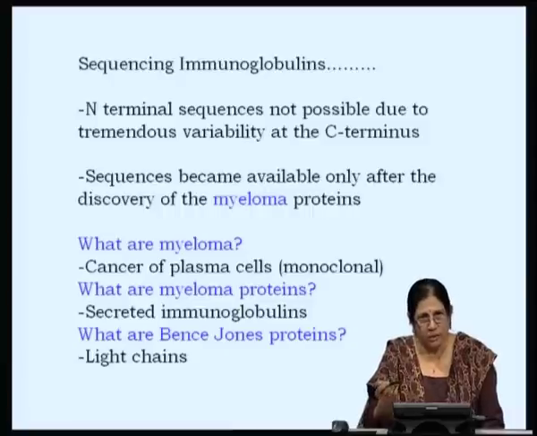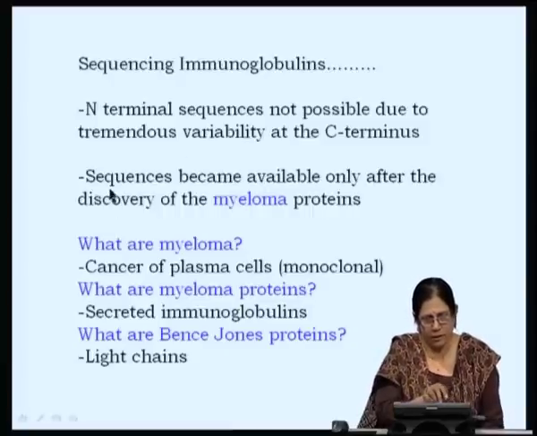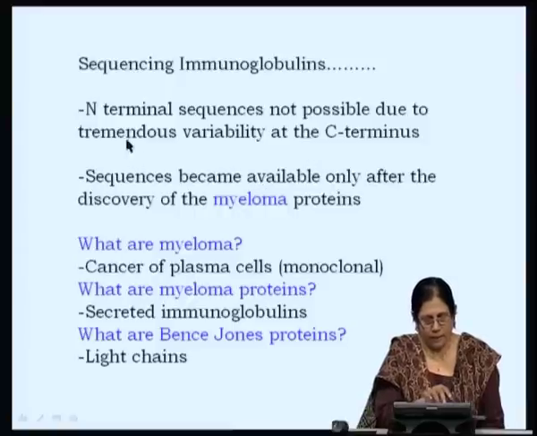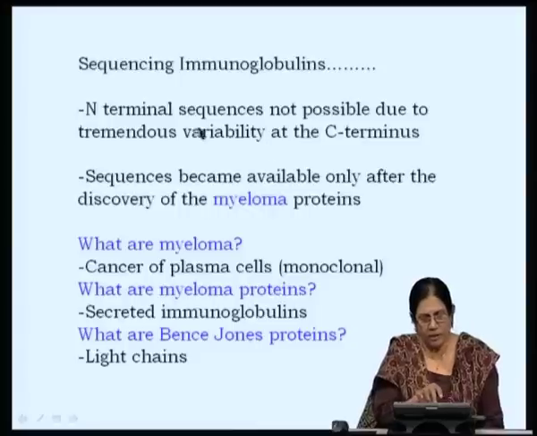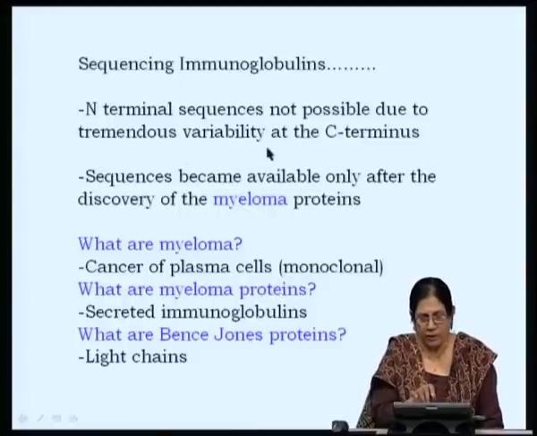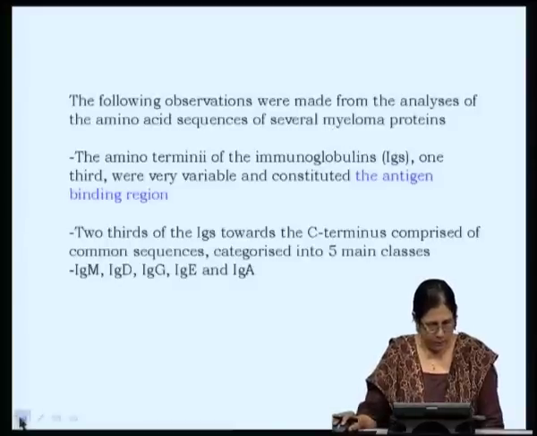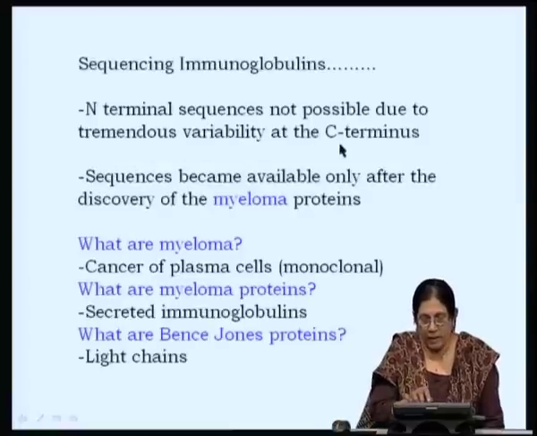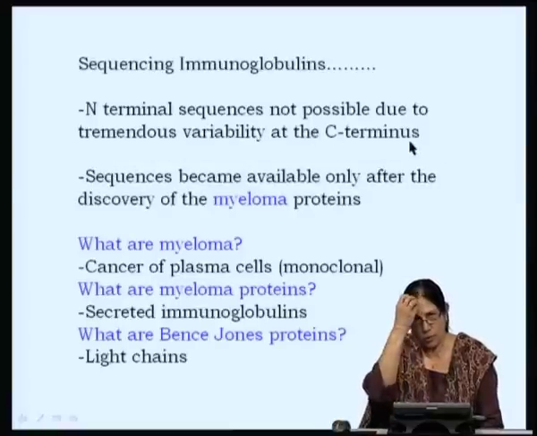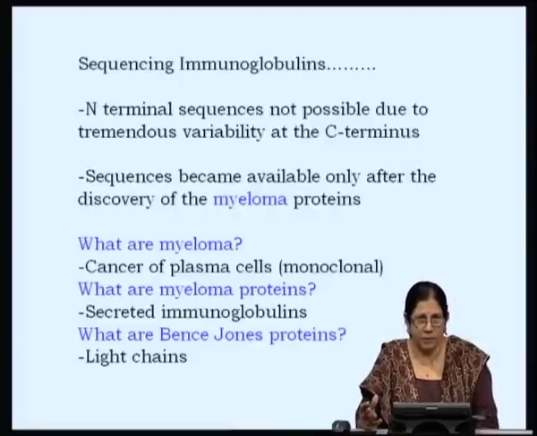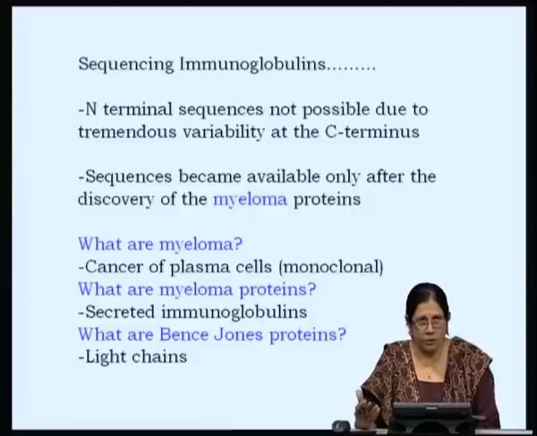Now, of course, it is very easy for us to see why, because there is tremendous variability at the N terminus, and therefore, N terminus sequencing was not possible. So, how did they then get the sequence of immunoglobulins? Now, you know that in the database we have a large number of sequences of various immunoglobulins.